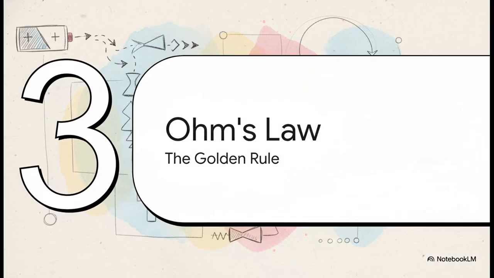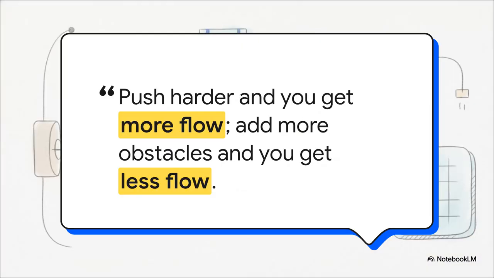Okay, so here's the really cool part. These three things we've been talking about, voltage, current, and resistance, they're not just separate ideas. Nope, they are all locked together in this beautiful, simple relationship. A guy named George Ohm figured this out way back in 1827. And it's pretty much the golden rule for electricity. And in plain English, Ohm's law just says this: if you push harder, you get more flow. But if you add more obstacles, you get less flow. That's just intuitive, right? It makes perfect sense.